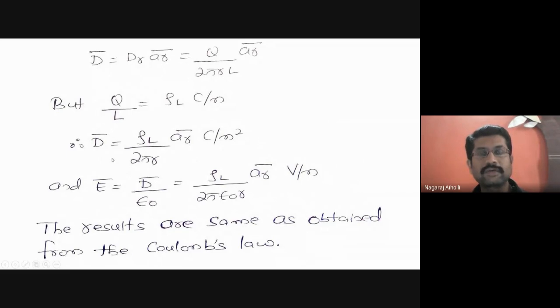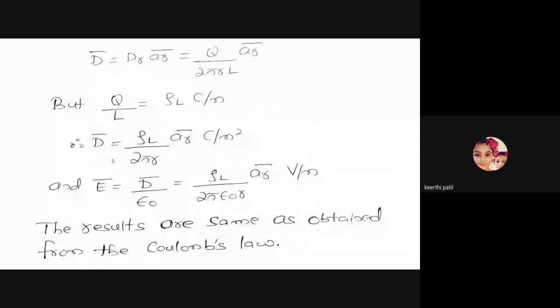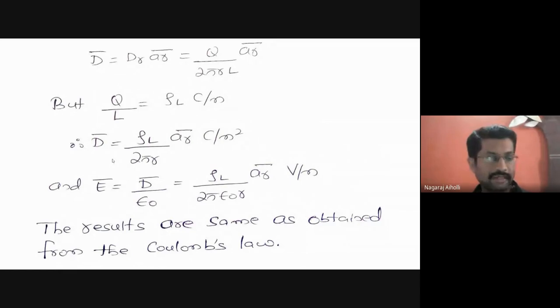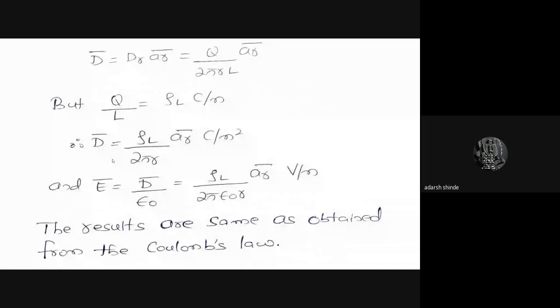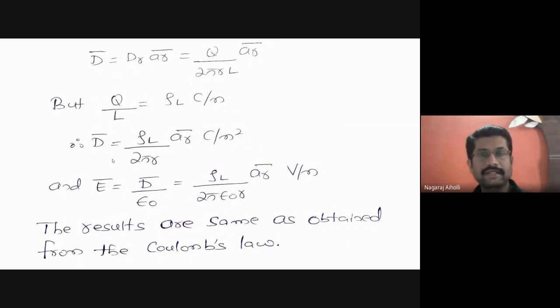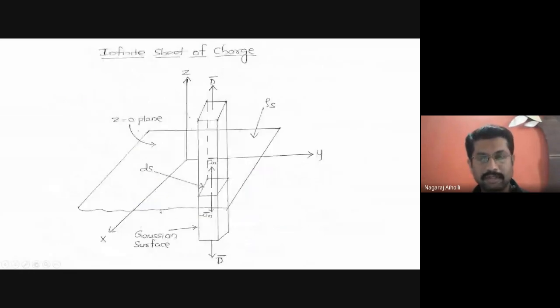We know that D is equal to, what is the relation between D and E, students? The relation between the electric flux density and the electric field intensity is given by which equation? Anybody? Sir, D is equal to epsilon times E. Very good. D is equal to epsilon naught times E, or E is equal to D divided by epsilon naught.